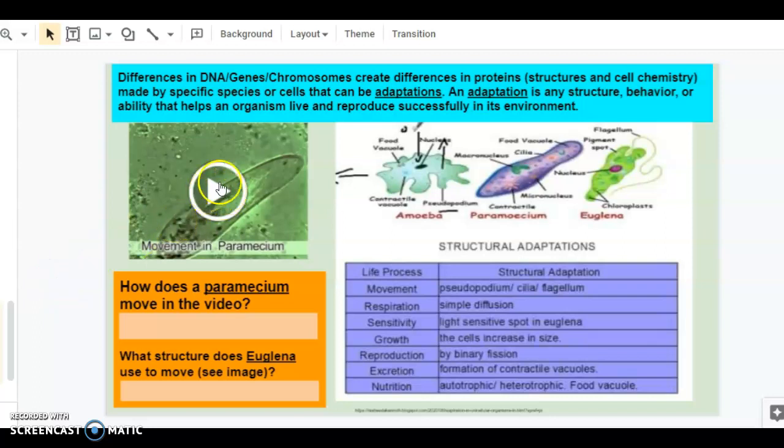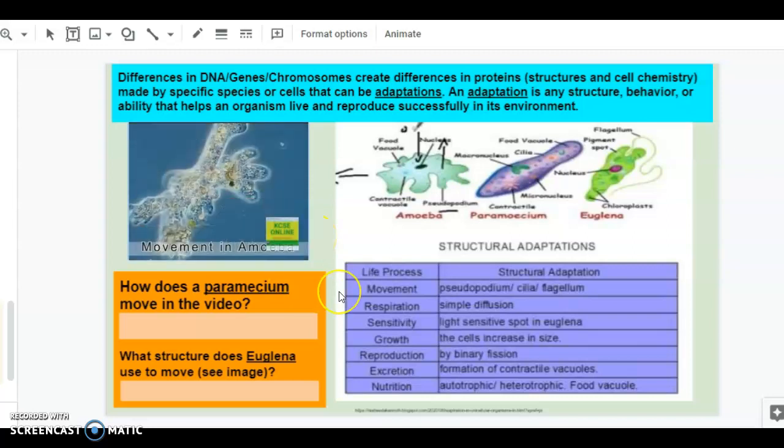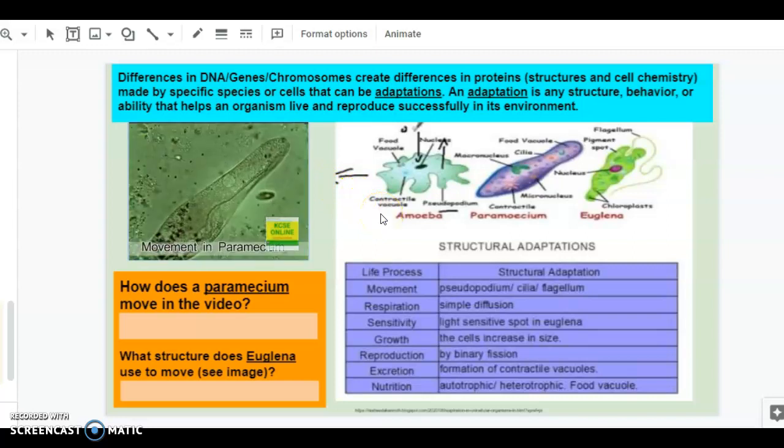Here we have a very short video that shows paramecium and how they move. Let's see if you can spot the adaptation. We have here the amoeba as it's moving. Notice that movement. Here we have a diagram of the amoeba, reminding you what all of these parts are called. This movement in the amoeba happens because of its pseudopodia, which are the extensions of the cytoplasm forming false feet.